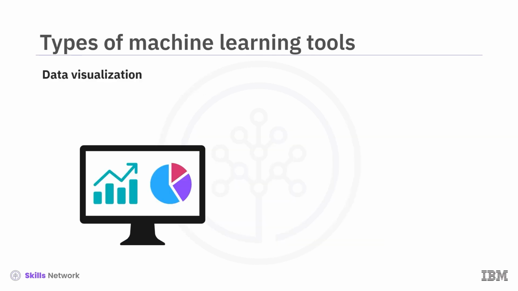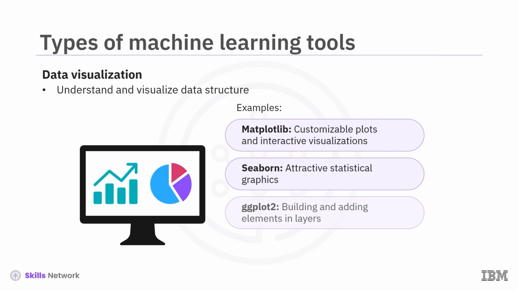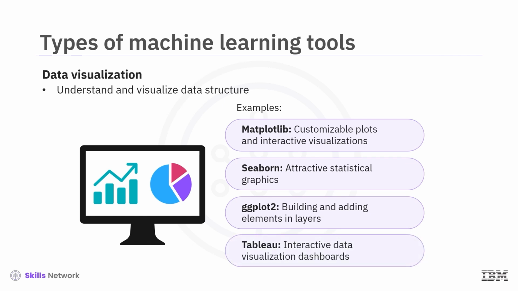Data visualization tools help you understand and visualize the structure of your data. Let's look at some commonly used tools. Matplotlib is an extensive foundational library for generating customizable plots and interactive visualizations. Seaborn is a library based on matplotlib. It provides a high-level interface for drawing attractive and informative statistical graphics. ggplot2 is an open-source data visualization package in R. It allows you to build and add elements to your graphics in layers. Tableau is a business intelligence tool for interactive data visualization dashboards.